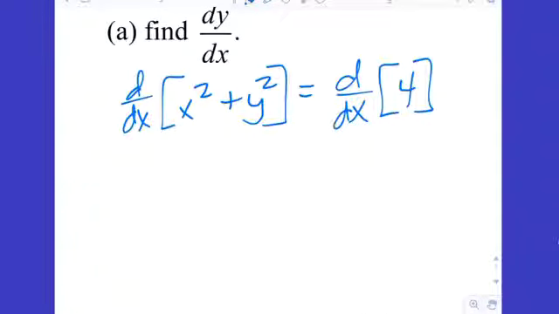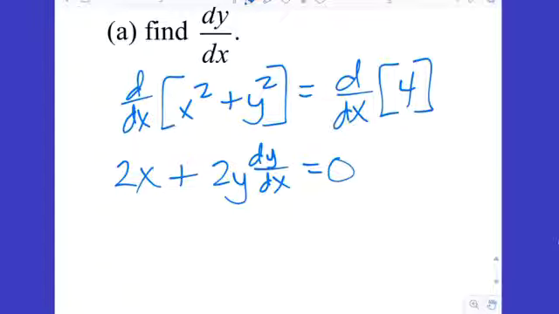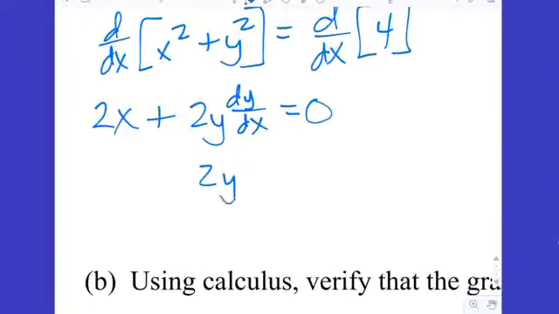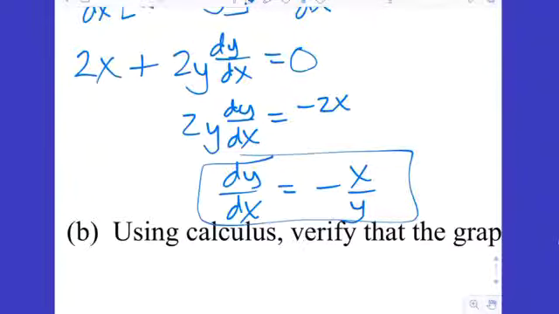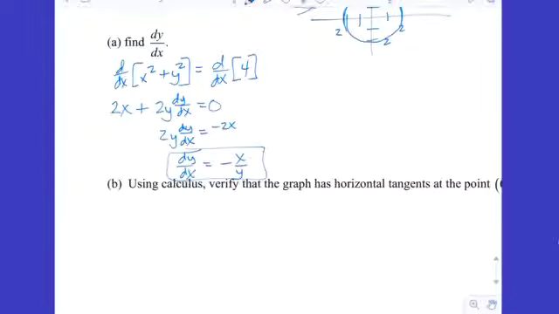x squared plus y squared equals the derivative with respect to x of 4. All right, so step 1, d/dx in the front on the left, d/dx in the front on the right. And let's go through the derivative. On the left, the derivative of x squared is 2x times dx/dx, which we don't need, plus the derivative of y squared is 2y times dy/dx, which we do need. And on the right-hand side, the derivative of 4 is 0. Yep. We had one y term. We have one dy/dx. It's looking good. So if you solve for dy/dx in steps, bring the 2x across, it becomes negative 2x. Divide through by 2y, and you get dy/dx equals negative x over y. There is the equation that gives you the slope of the tangent line at any value of x or y.